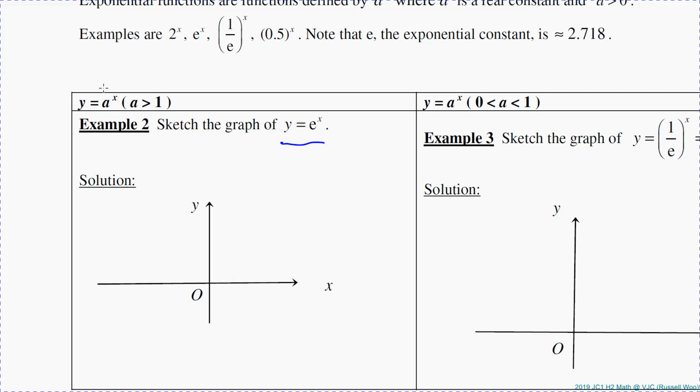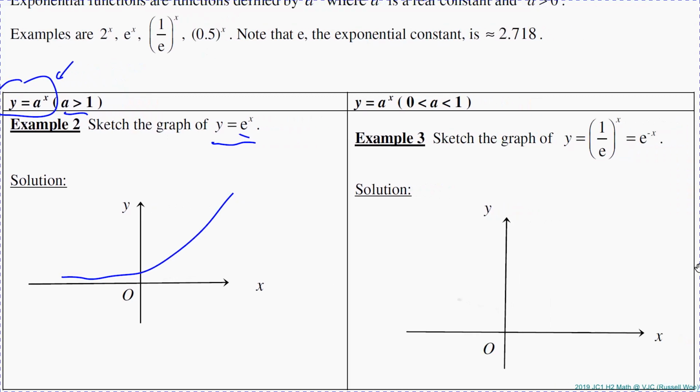Okay now. If you have a graph, y equals a to the power of x, where a is greater than 1, that means it can be 2, 3, 4, 5, that means 5 to the power x. Example is e to the power of x. This graph looks like this. Yes? This graph looks like this.